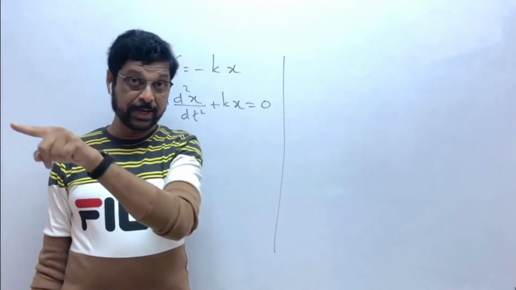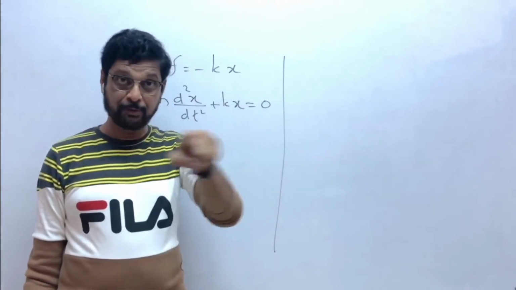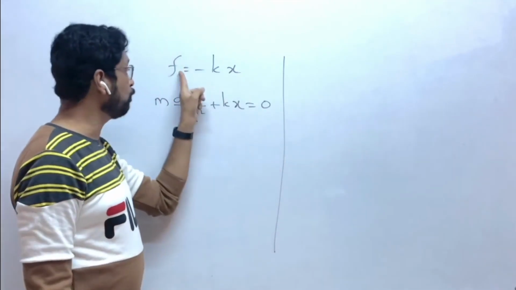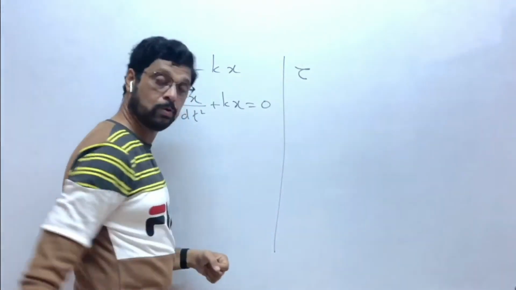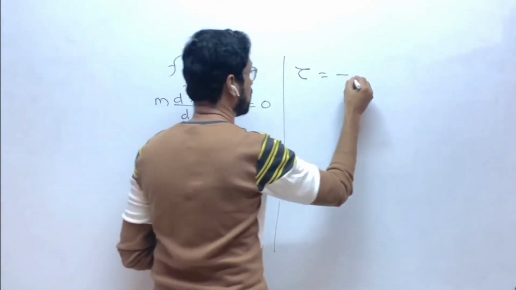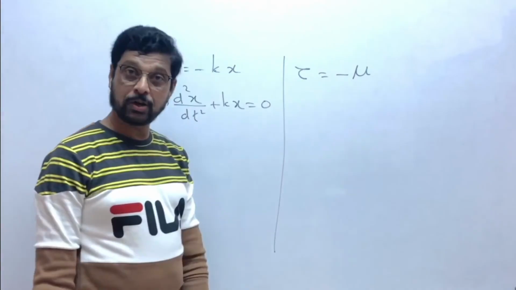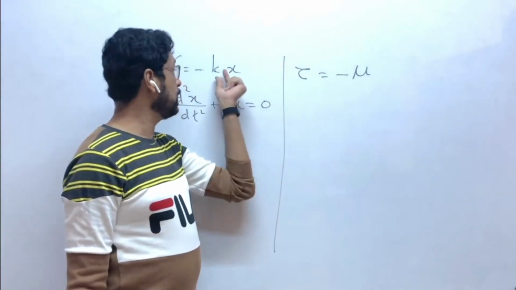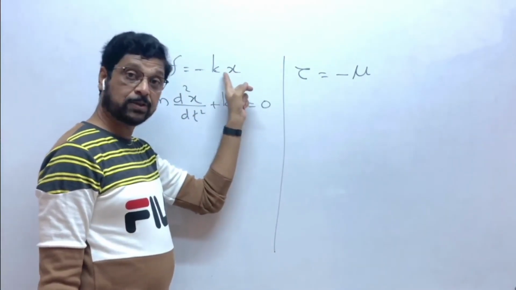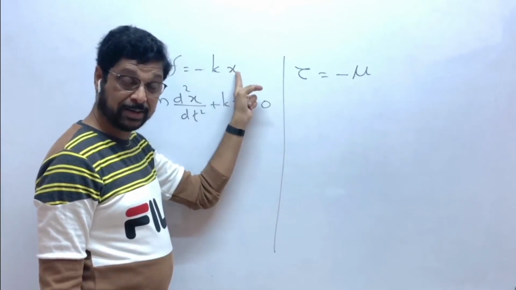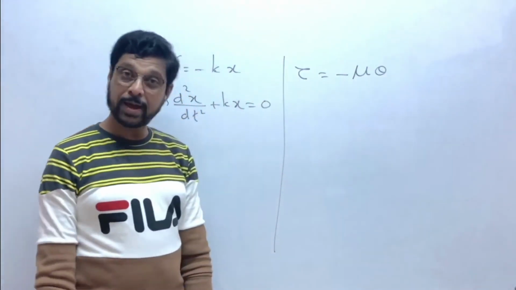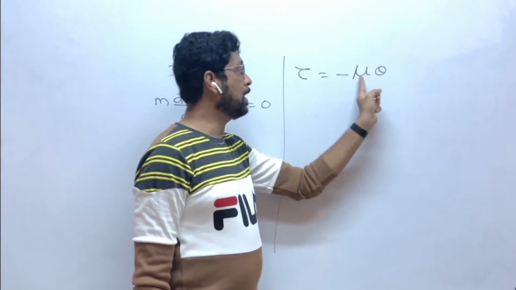Linear motion takes place due to force. Force is responsible for linear motion, and torque is responsible for angular motion. So in place of force, it will be torque. So tau is equal to minus. In place of force constant, it is torque constant. We call it mu. So K is force constant, mu is torque constant. And in place of X, in place of linear displacement, it will be angular displacement, that is theta. So for angular SHM, tau is equal to minus mu theta.